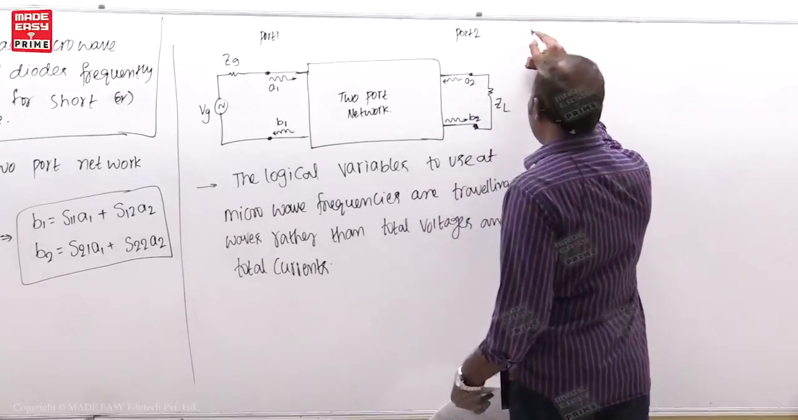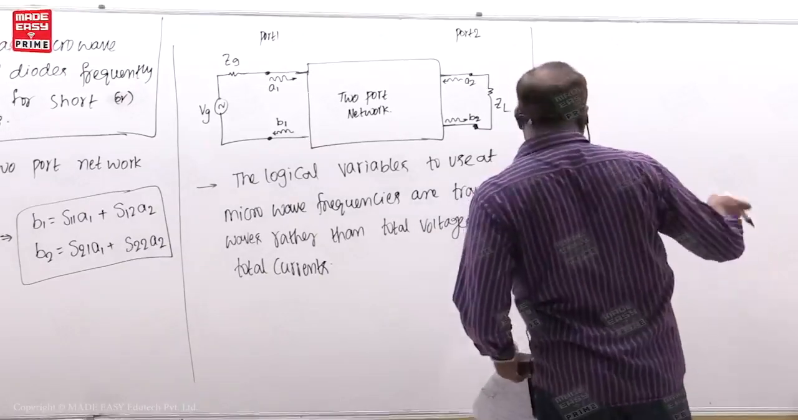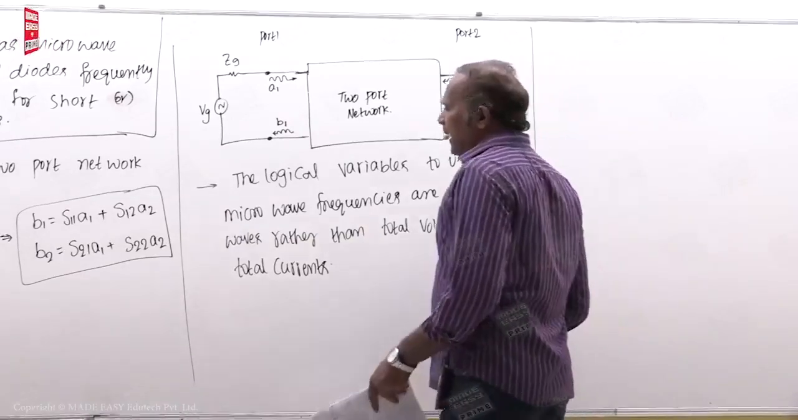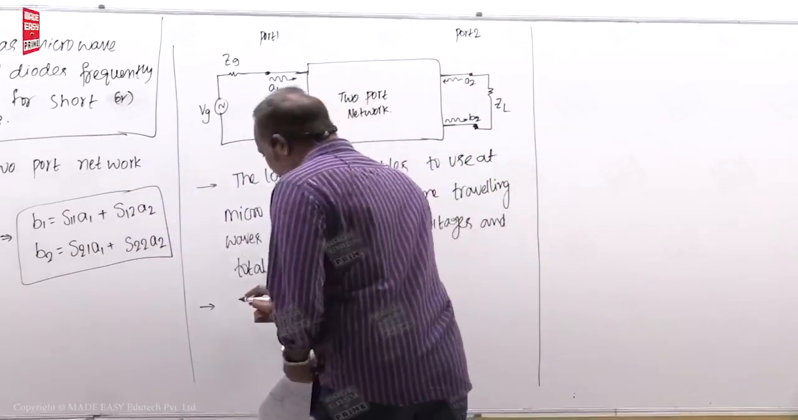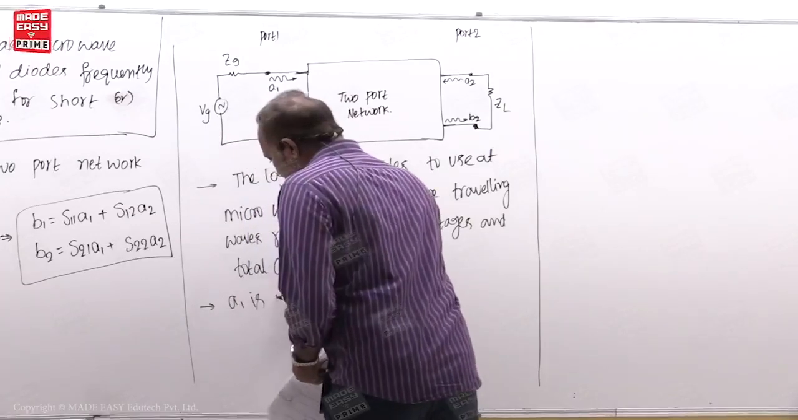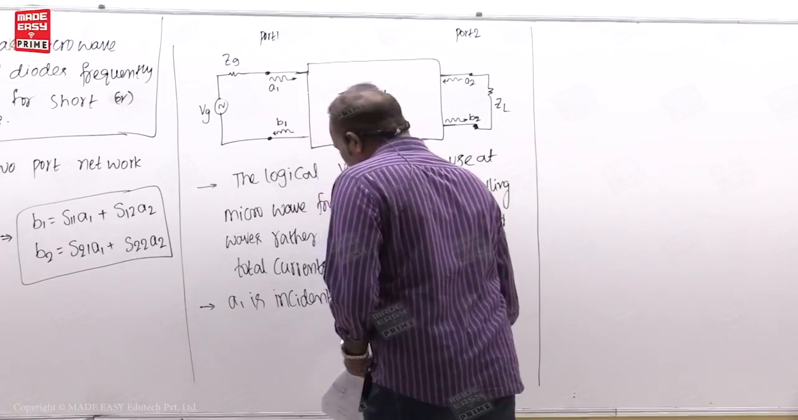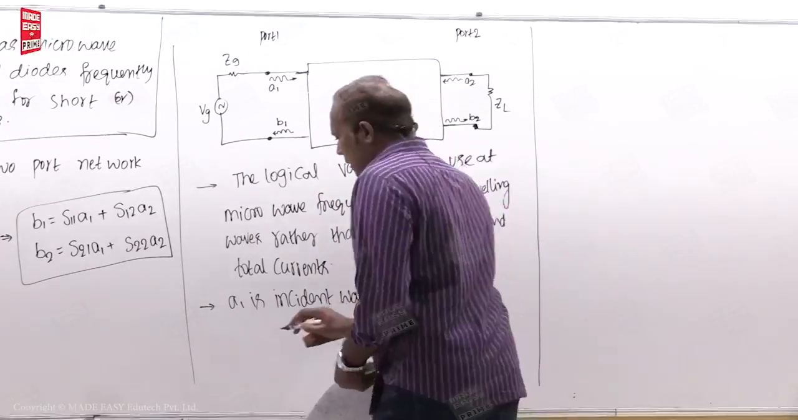Anyway, that is not there in the syllabus for you. Earlier I was teaching that subject also. Now that is removed from the syllabus. Now I am writing here what A1 is. So A1 is the incident wave at port 1.